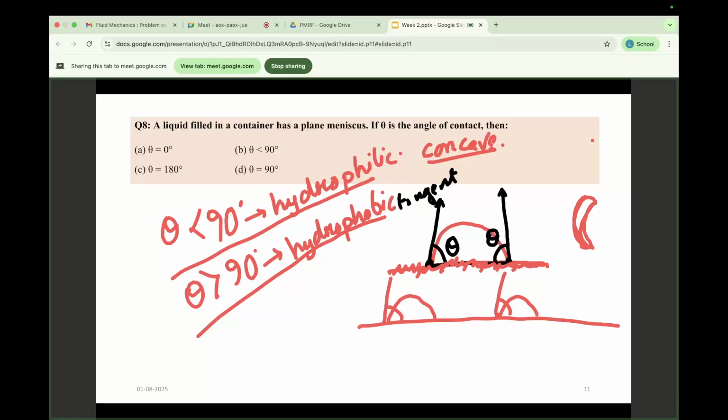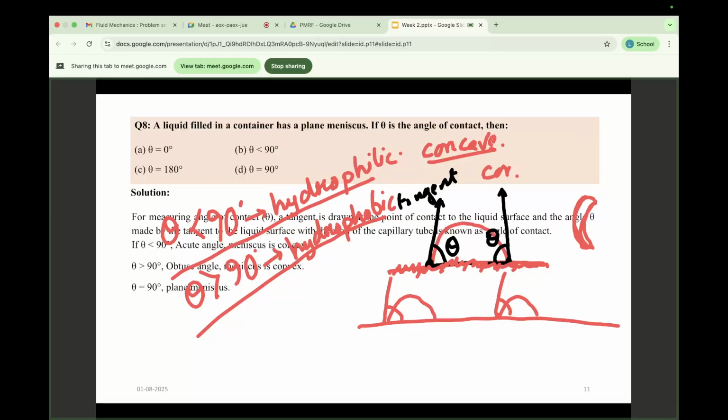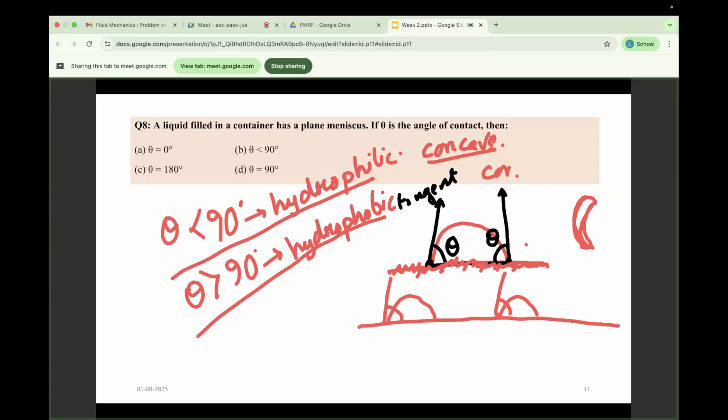Concave is a shape, and if theta is greater than 90 degrees, then it is convex. So it is talking about the shape of the droplet, the shape of the droplet that is forming on a surface.